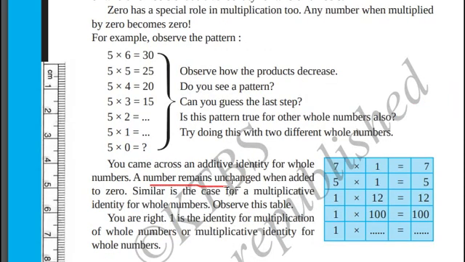A number remains unchanged when 0 is added to it. Similarly, for multiplicative identity for whole numbers, observe this table. 7 times 1 is equal to 7. 1 times 12 is equal to 12. 1 is the identity for multiplication, whereas it is 0 for addition. 1 is the identity for multiplication of whole numbers, or multiplicative identity for the whole numbers.